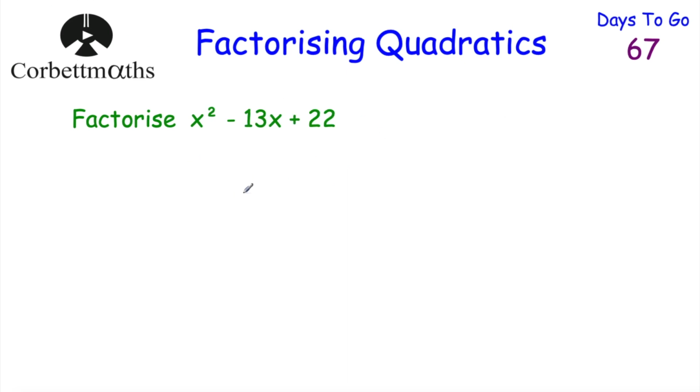Okay, this time we've been asked to factorize x squared minus 13x plus 22. So again, feel free to pause the video now and factorize this quadratic. Okay, so we're going to put our brackets down. So bracket, bracket, bracket, bracket. Because it's x squared, we're going to have x and x.